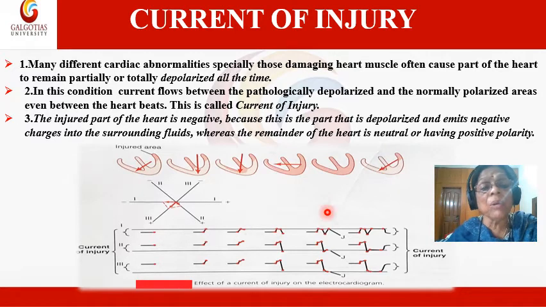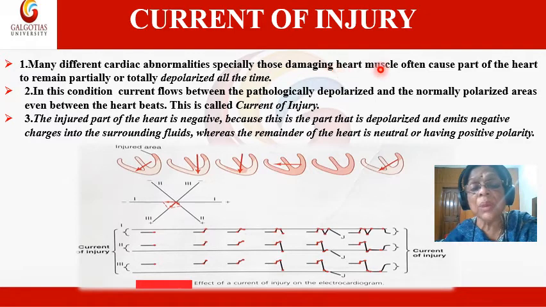Now, current of injury. Many different cardiac abnormalities, especially those damaging heart muscles, often cause part of the heart to remain partially or totally depolarized all the time. In this condition, current flows between the pathologically depolarized and the normally polarized areas, even between the heartbeats, and this is called current of injury.